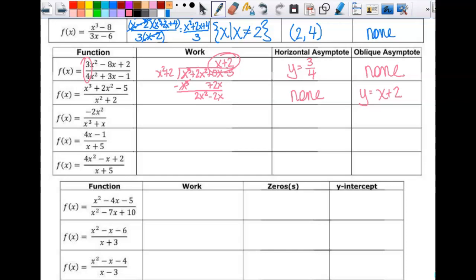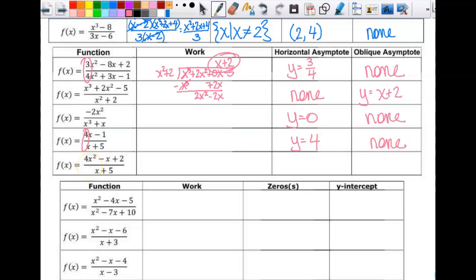All right, this next one. This is bottom heavy. Bottom has the 2 x's in it, so bottom heavy means we have a horizontal asymptote at y equals 0, which means there's no slant asymptote. This next one, these are tied in degrees, so again, it's just the ratio of the leading coefficients. So it's y equals 4, and this is none.